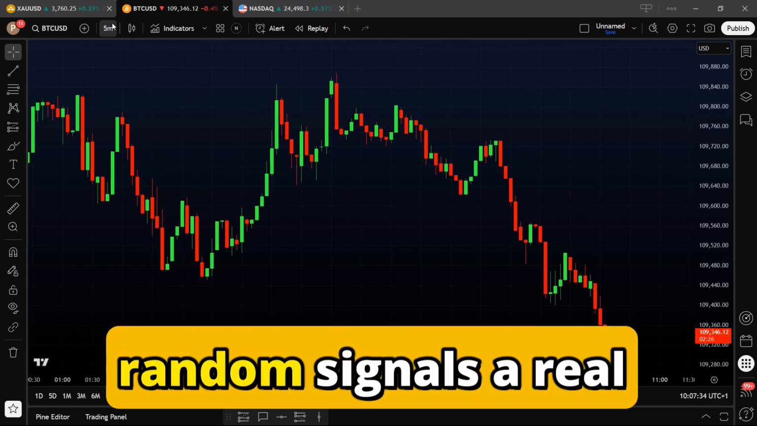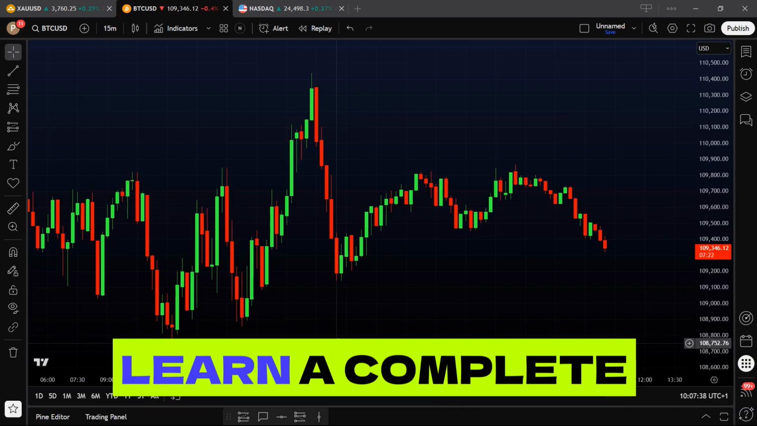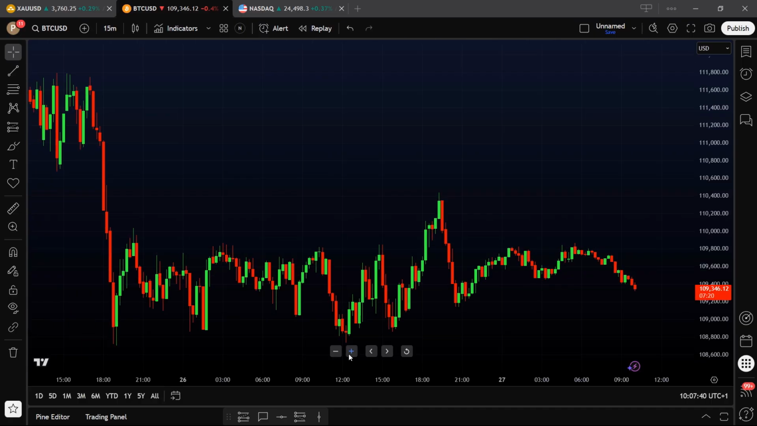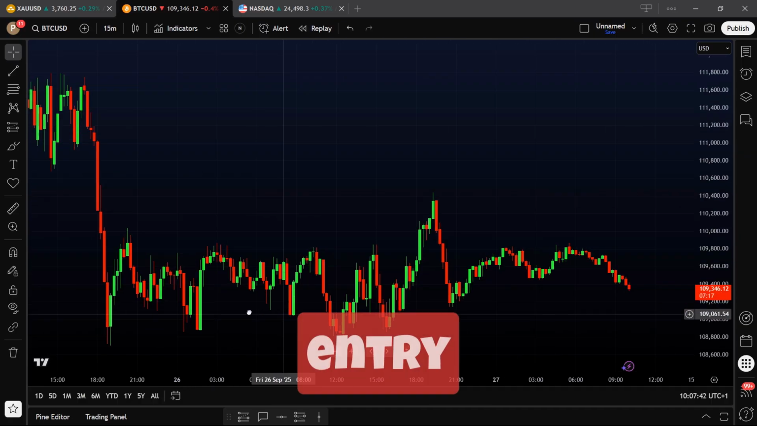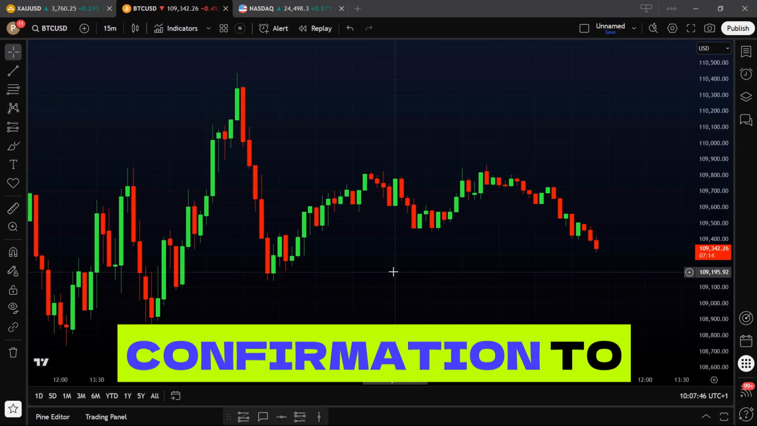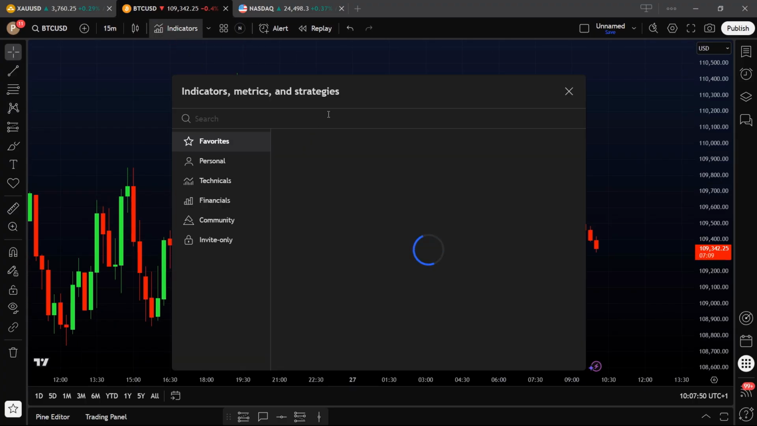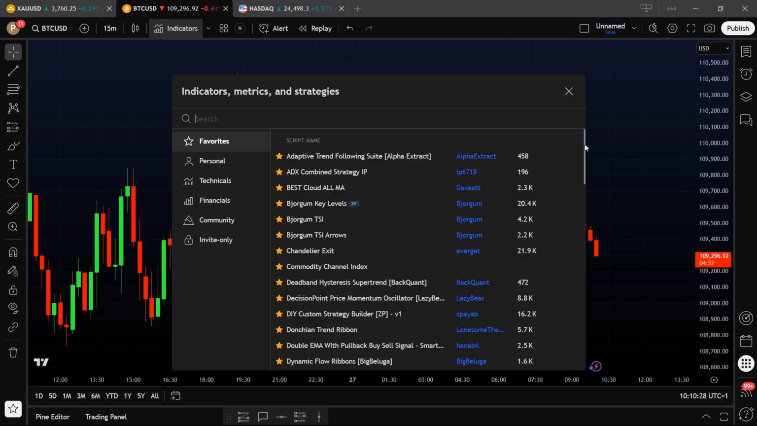Stop gambling on random signals. A real trading strategy is a system. Today you will learn a complete three-part system. A signal to suggest an entry, a filter to measure probability, and a final confirmation to measure momentum. This method is designed to keep you out of bad trades and pinpoint high-probability entries.